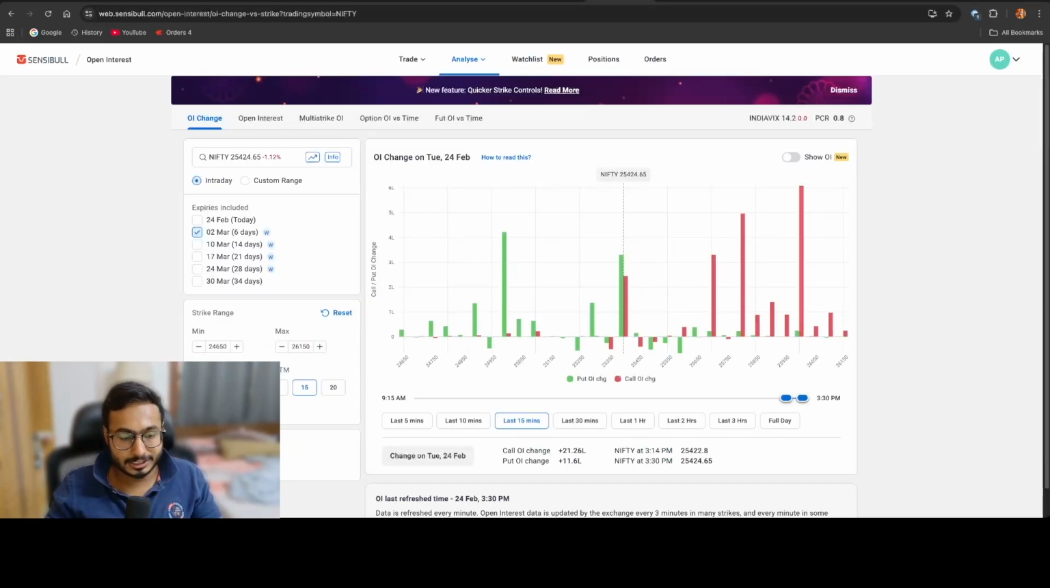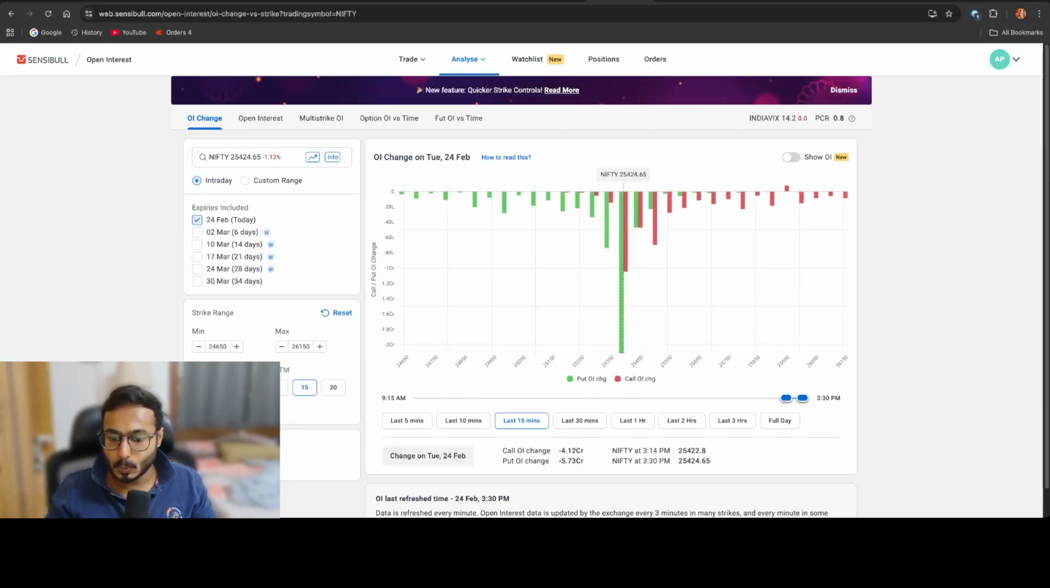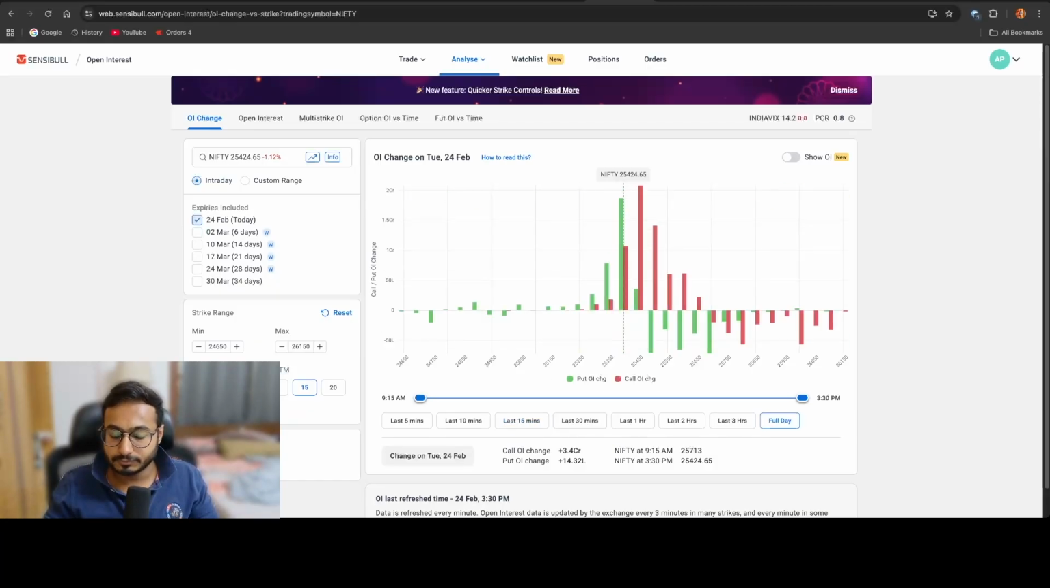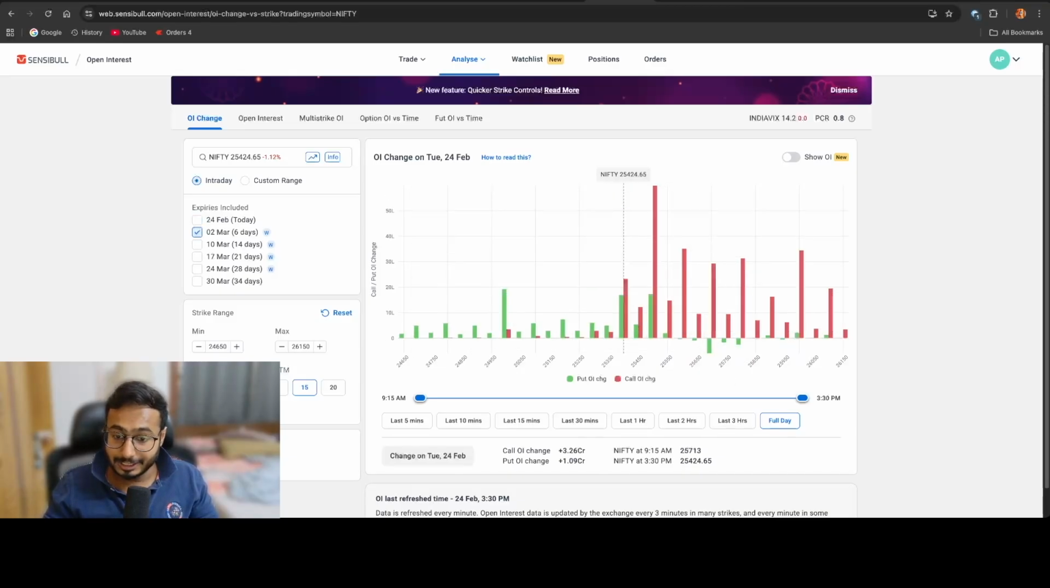Let's quickly discuss the change in OI data. The 24th Feb expiry has happened, right? Let's shift to 2nd March. For 2nd March, huge shorts have been added, and the biggest resistance that has been added is at 25,500. So expect the markets not to break out above 25,500 so soon, right?